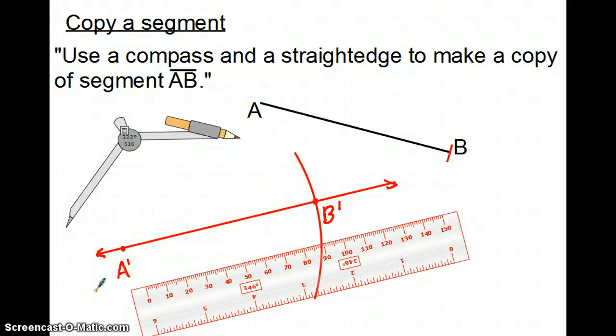So now there's my answer. I'll highlight the answer. So I don't know, maybe that looks kind of nice. This is the thing that's really the answer. That's the segment there that I've created that's the same length as AB.